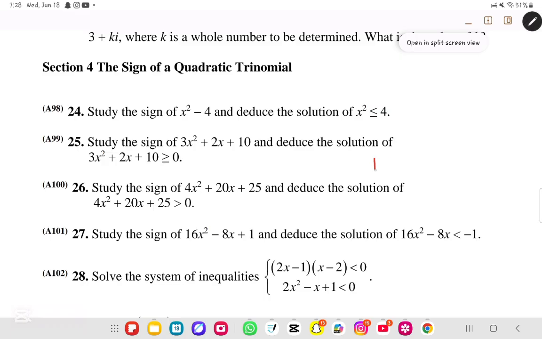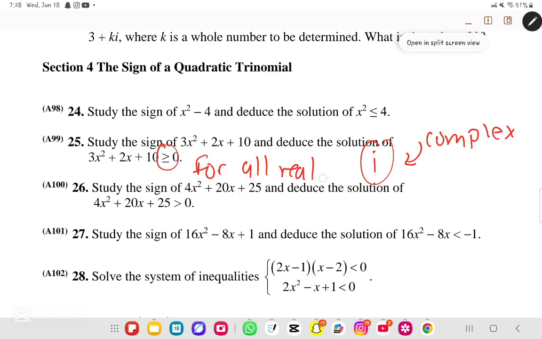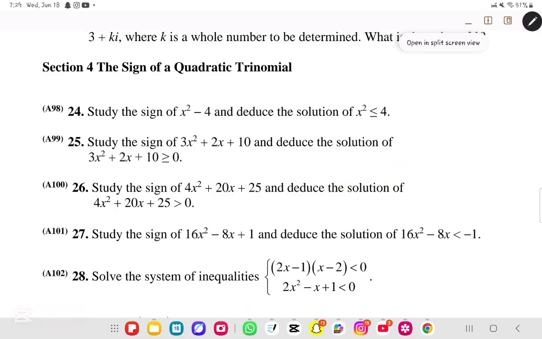So here we stop for a second. You check the roots, you will see they are imaginary, or complex. Because they are complex, then directly you will know what? That it is positive or equal to 0 for what? For all real numbers. So it's positive or equal to 0 for all real numbers.